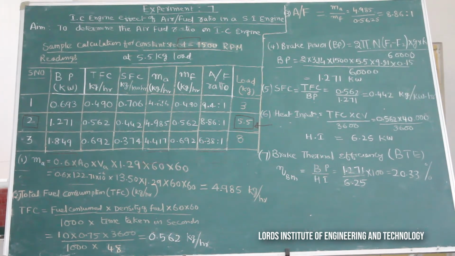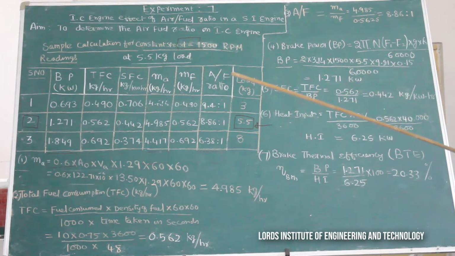Okay. Now specific fuel consumption, or brake specific fuel consumption, we say is equal to the total fuel consumed divided by brake power. So I am using those values here. The total fuel consumed is 0.562 kgs per hour divided by brake power, which is 1.271 kilowatt. So I get 0.42 kg per kilowatt hour as my specific fuel consumption, or brake specific fuel consumption, for this sample experiment.